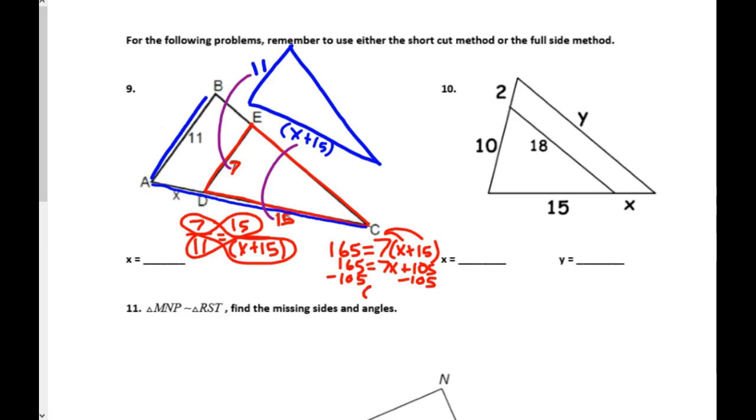It's 60 equals 7x. And then I need to divide by 7. I should get 1.2 equals x.